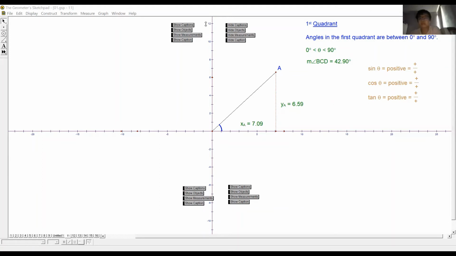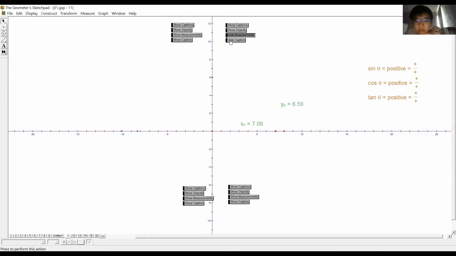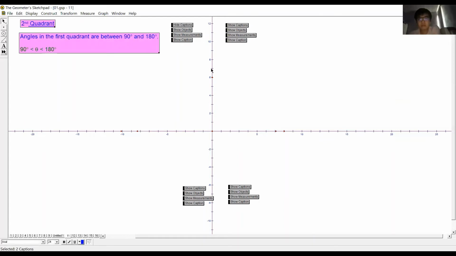We now look at the second quadrant. I hide all this first so that you will not get confused with the second quadrant. Okay, so we look at the second quadrant. The second quadrant is between the positive y-axis and the negative x-axis. So the angles in the second quadrant are angles between 90 and 180 degrees.